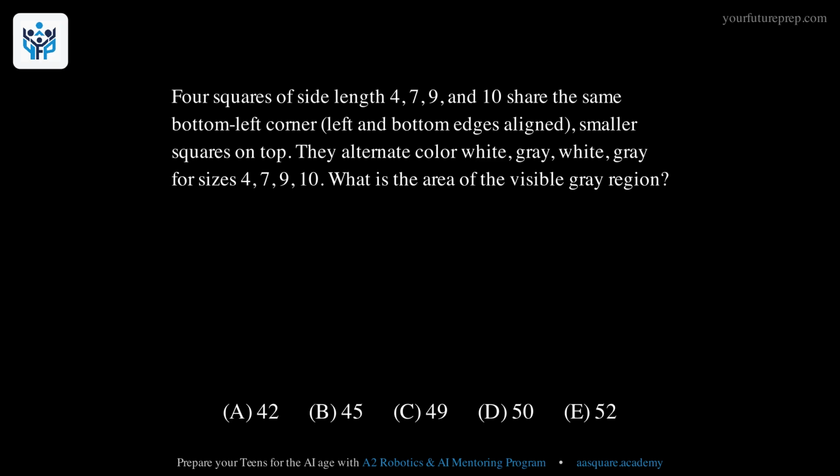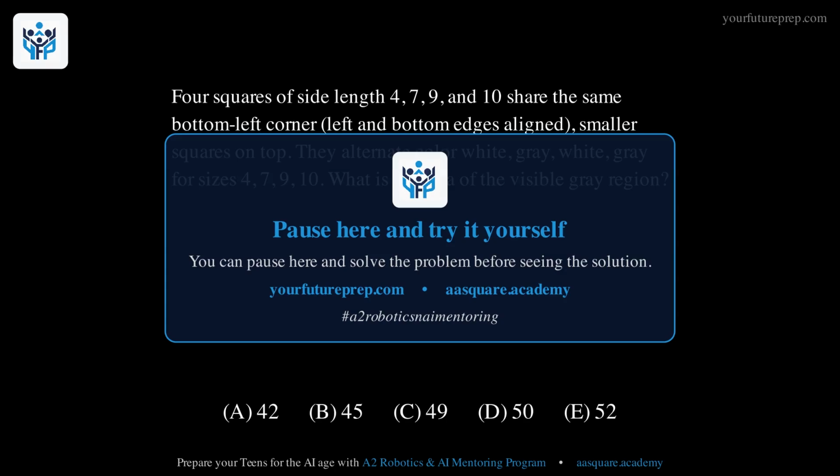The colors alternate. The size 4 and size 9 squares are white, while the size 7 and size 10 squares are gray. What is the area of the visible gray region, in square units? You can pause here and solve the problem before seeing the solution.